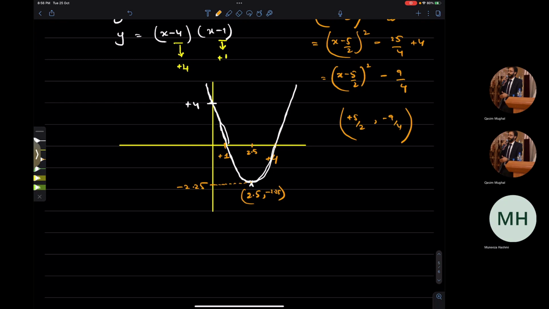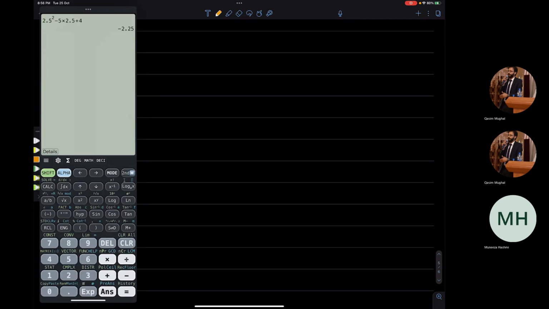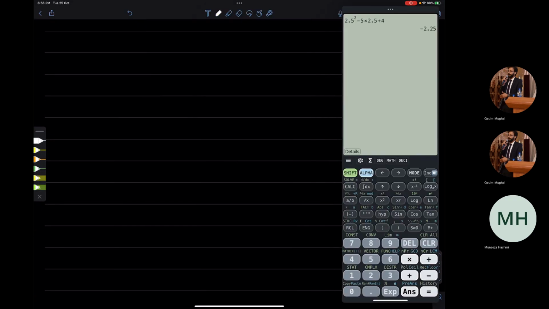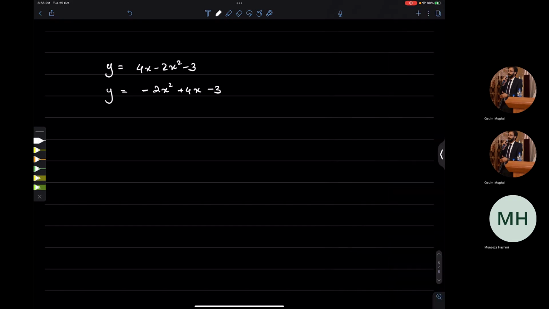Okay? All right. Now, question number 2 is sketch the graph of the example number 2. Sketch the graph of y equals 4x minus 2x squared minus 3. So let's just rearrange the equation. Minus 2x squared plus 4x minus 3. Now clearly this graph is going to be a lower parabola.